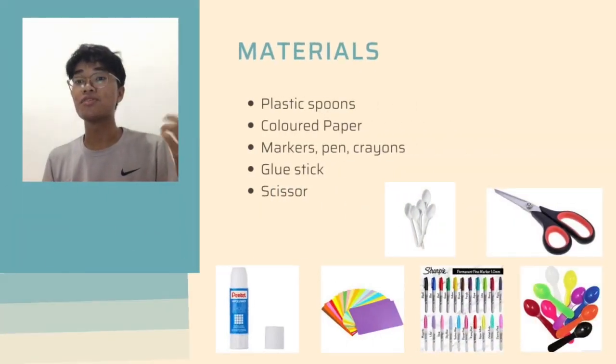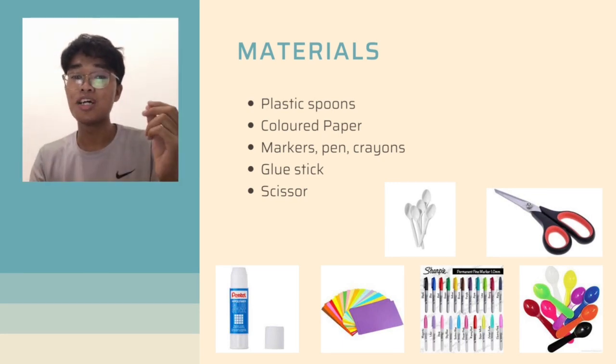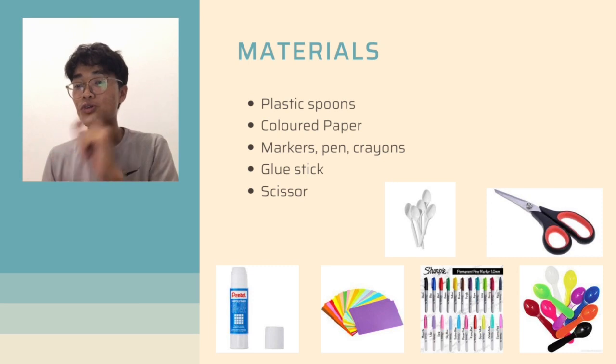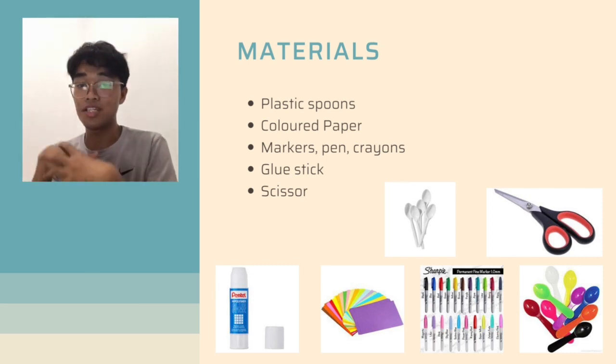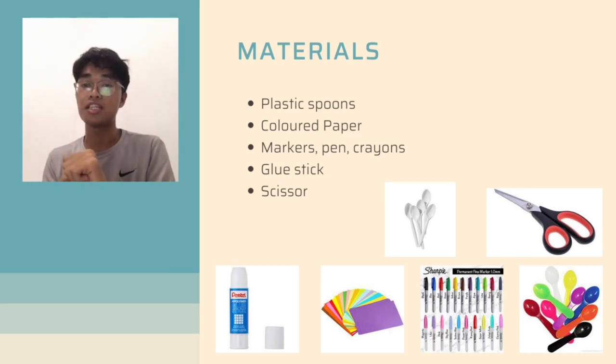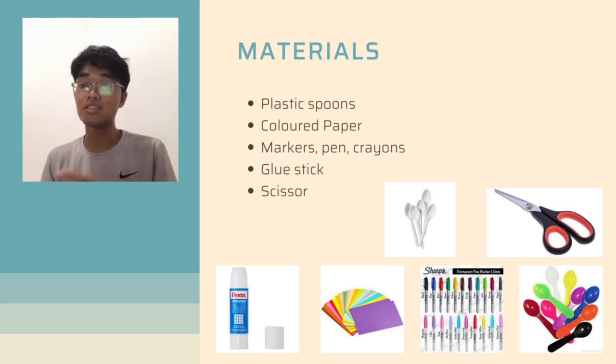And lastly, as for the materials, we are going to need, of course, plastic spoons, colored paper, markers, or anything that you can use to draw or sketch the characters on your paper. Maybe some kind of adhesive, you can use double-sided tape or a glue stick, and lastly, a pair of scissors to cut the characters out from the paper.